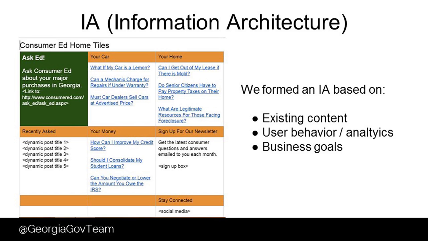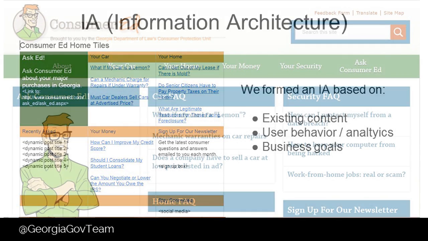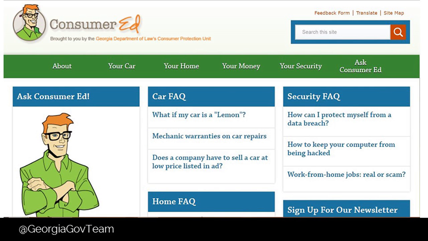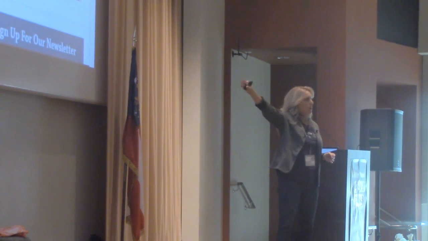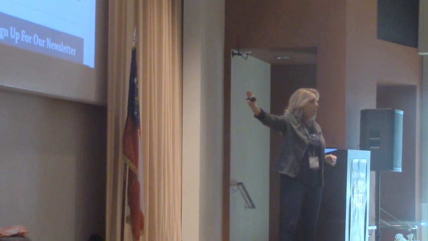We based it on existing content, user behavior, and also business goals. Very important, and I'll get to that in a minute. This is what Consumer Ed looks like now. So we took user-generated content and user-centric content, taking what we had to work with and what we knew people were wanting and clicking on, user behavior and analytics, and came up with an information architecture that made sense for this agency.